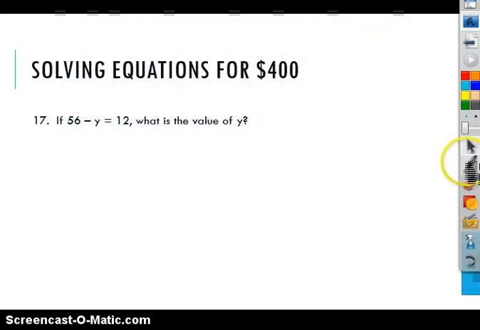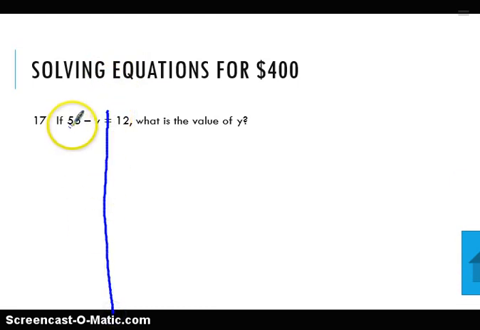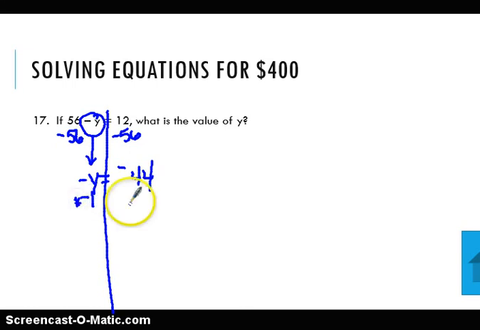Solving equations for 400. Now, if you look in front of this, 56 is positive, and to get rid of it, we're going to subtract 56. Now, what we have remaining is negative y. And here we have negative 44. So we multiply both sides by a negative 1. And we get y is equal to 44 there.